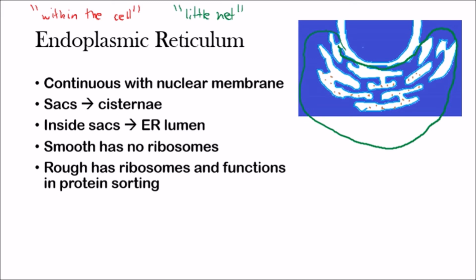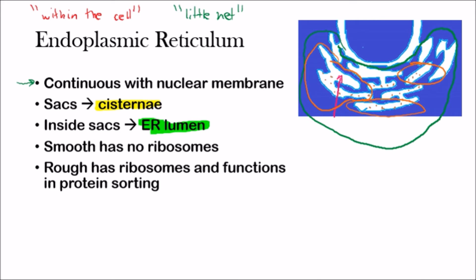Now we already talked about this bullet point, how the endoplasmic reticulum is continuous with the nuclear membrane. Now all these little sacs right here, that would be one sac, and then maybe this whole thing would be another sac, and that would be another sac right there. All these sacs actually have a special name. I don't call them sacs. They're called cisternae. So make sure you know that. Inside the sacs is something special called the ER lumen. So this white region right here, inside a sac, inside the cisternae, sorry, I need to stop calling it sacs, is the ER lumen.